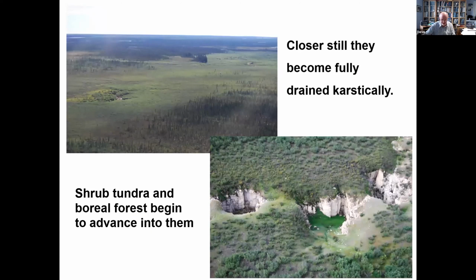As we come closer to these spillways, the hydraulic gradients increase again. These polya-like features are fully drained. You can see shrub tundra and trees beginning to advance, and sinkholes developed in the bottom of the former polya. You can call it a ponor if you like, that are flooded seasonally and remain very wet.